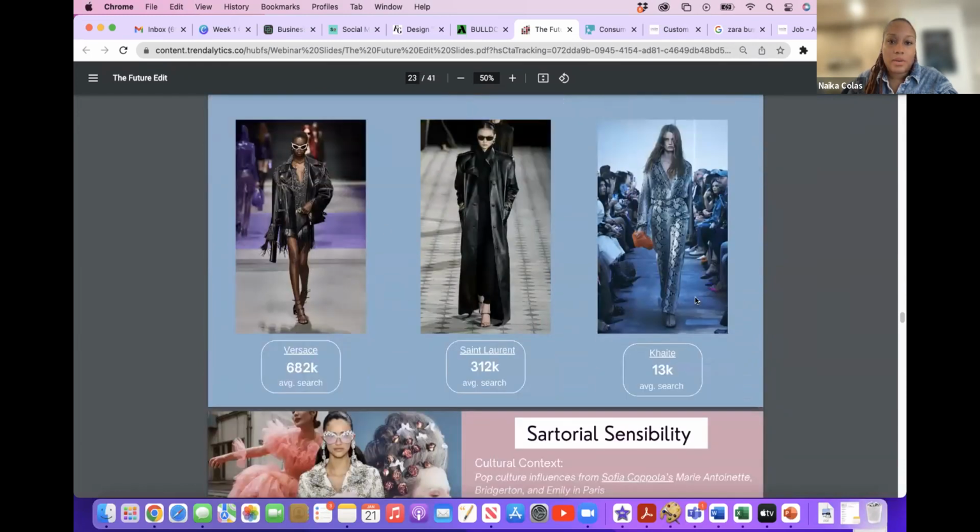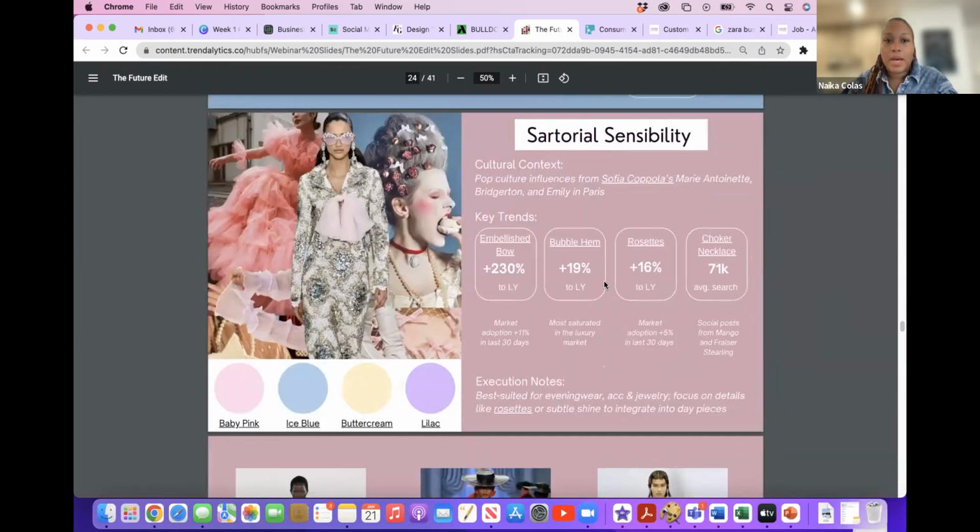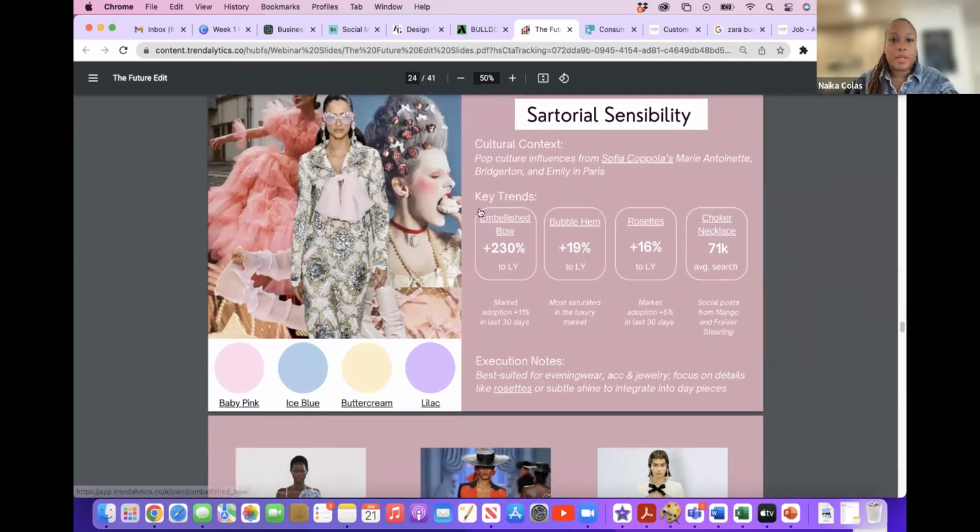So all of these, I'll send this over, but why is consumer insights? I would say this is the most important thing that you should be conscious of before you start designing your collection. You should always know what colors are trending, right? You should see embellished bow, 230% increase on search engines. So everyone, they want to see this here.